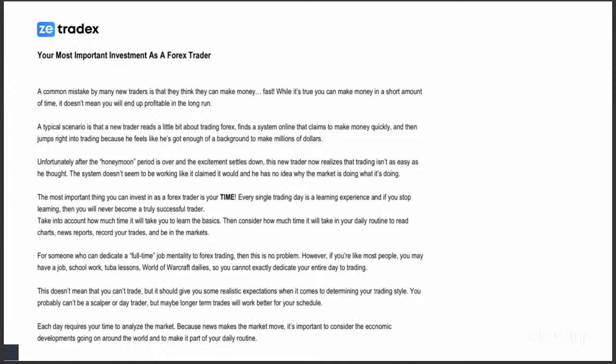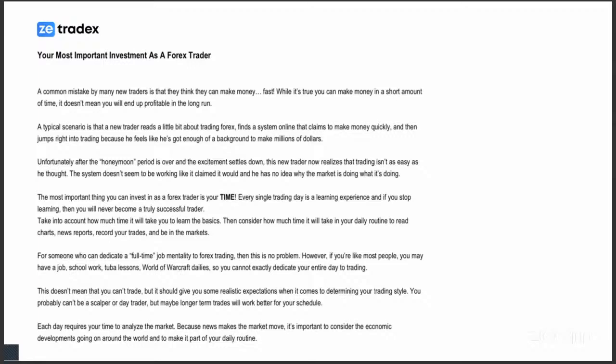Your most important investment as a forex trader. A common mistake by many new traders is that they think they can make money fast. While it's true you can make money in a short amount of time, it doesn't mean you will end up profitable in the long run.